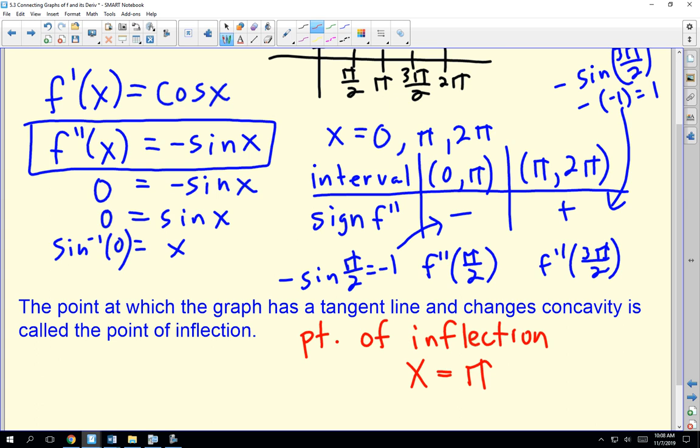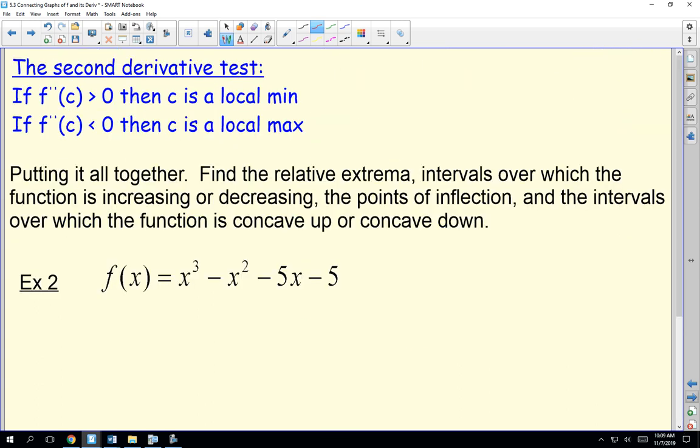All right. Got this? The point at which the graph has a tangent line and changes concavity is called the point of inflection. So the point of inflection here is x equals pi. So now we're going to put it all together. I'm going to ask you maxes and mins, increasing and decreasing intervals, concavity intervals, and point of inflection. That's everything. That's a function. Do that for this guy.